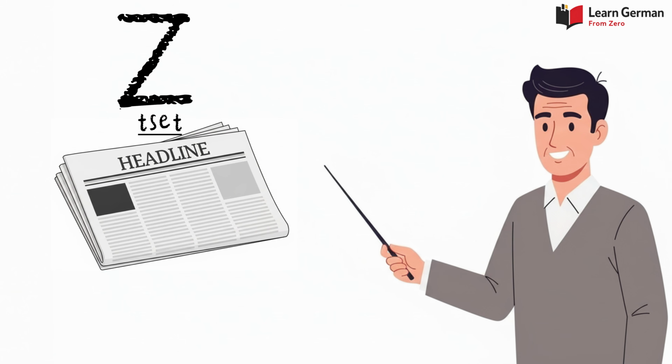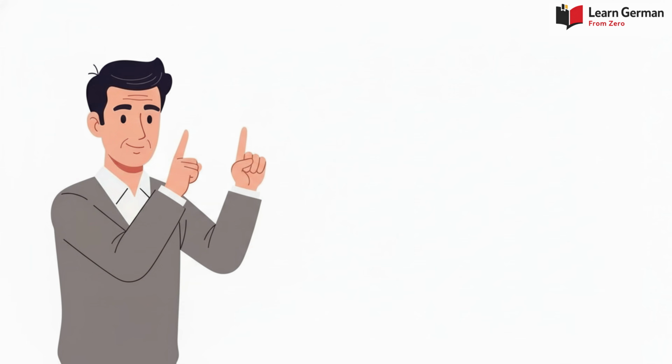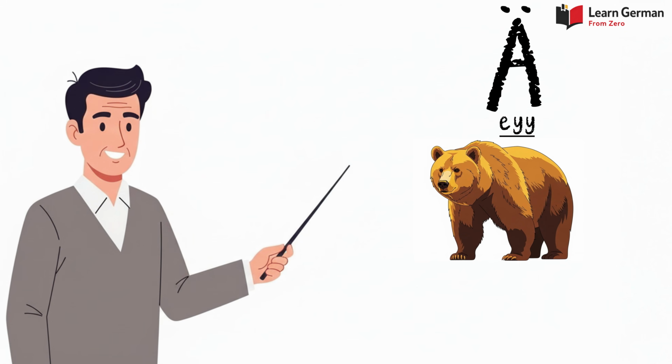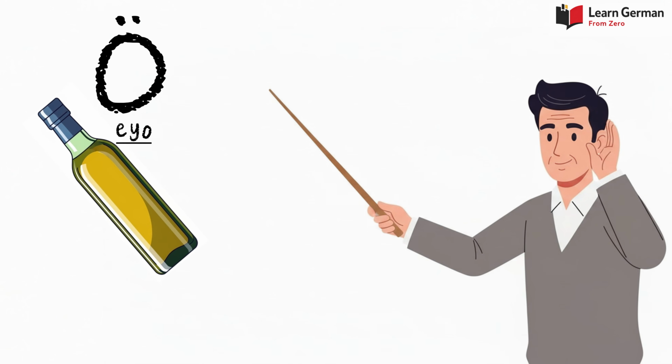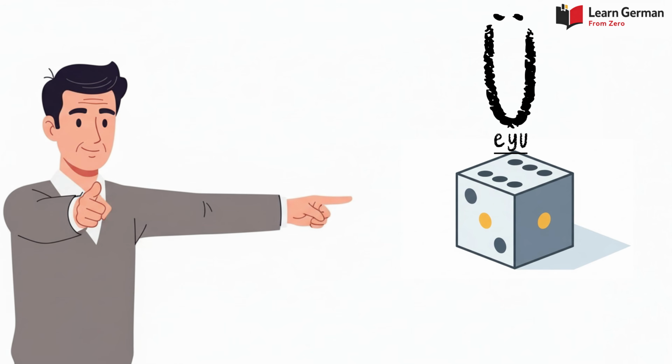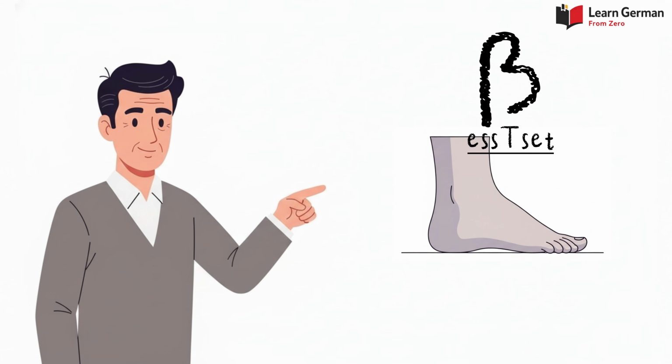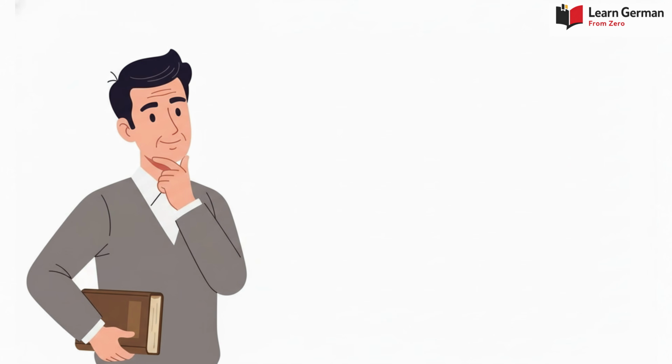Z. Repeat. Z. Sounds like ts. Zeitung. Now something extra. German has 4 additional letters. Ä. Repeat. Bear. Ö. Repeat. Ü. Repeat. Ü. Würfel. Eszett. Repeat. Eszett. Fuß.